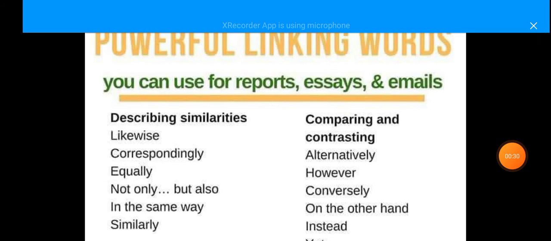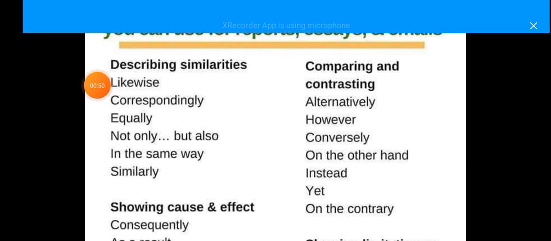You may observe these are important linking words you can use for report, essays, and emails, like describing similarities. If you are describing any kind of similarity, then you will say likewise, correspondingly, instead of using the word similarity or using similarities, etc. So these are more effective and more attractive words. Correspondingly, equally, not only but also, in the same way, similarly.